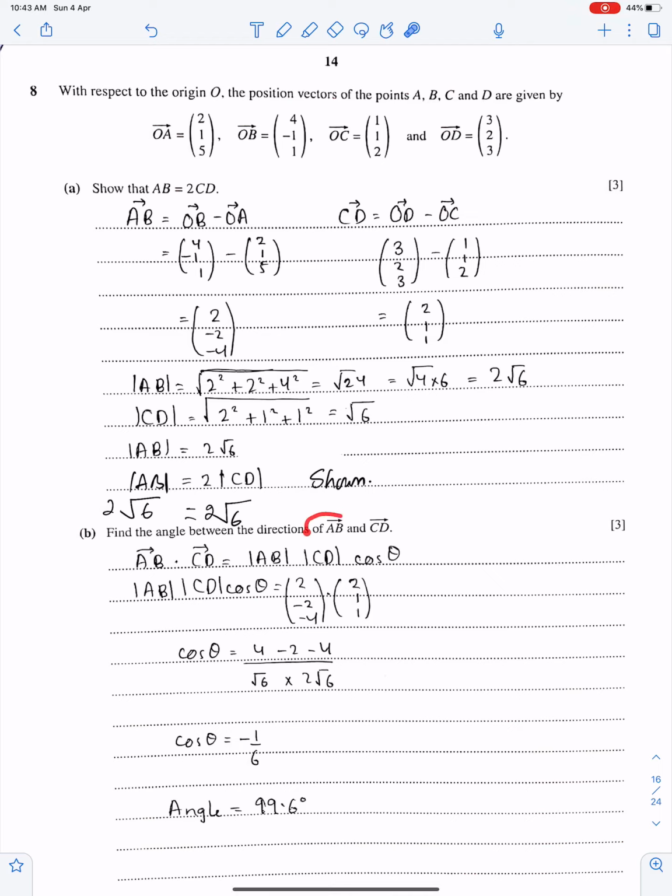Find the angle between the directions. This is so simple. We have AB, we have this vector and we have this. We just need to use the scalar product formula. So AB dot CD equals the magnitudes of AB and CD times cos theta. We have their magnitudes. We just need to evaluate this dot product. 2 times 2 makes 4. Minus 2 minus 4. That's the final answer. Make sure you give your answer up to 1 decimal place.